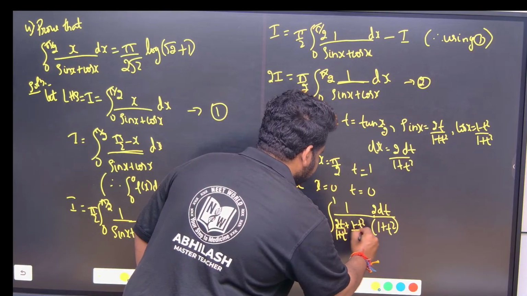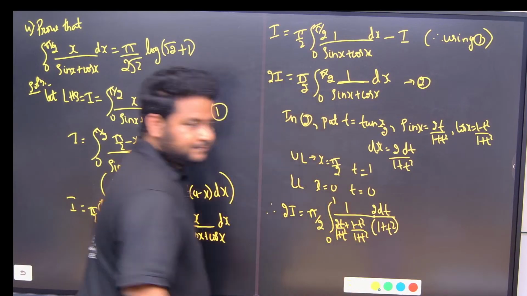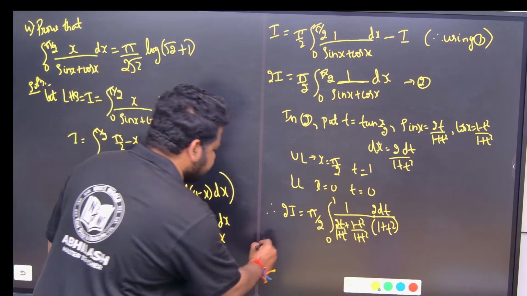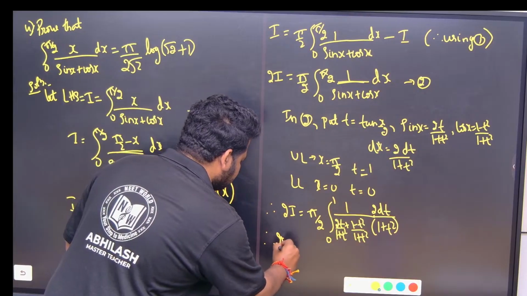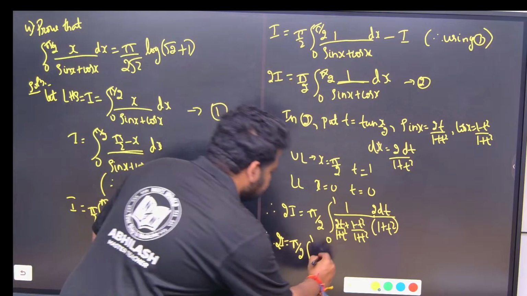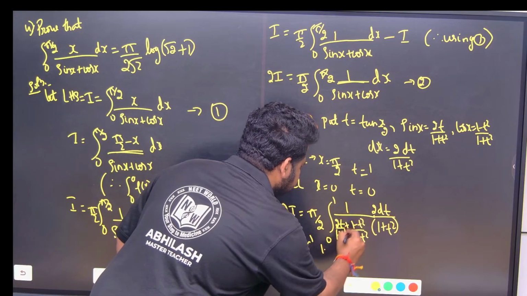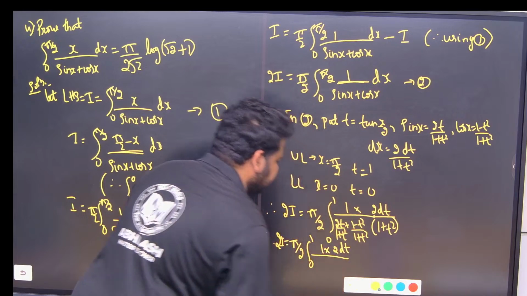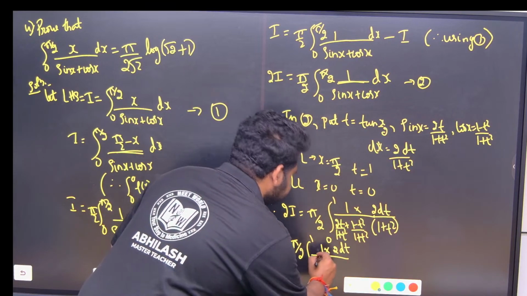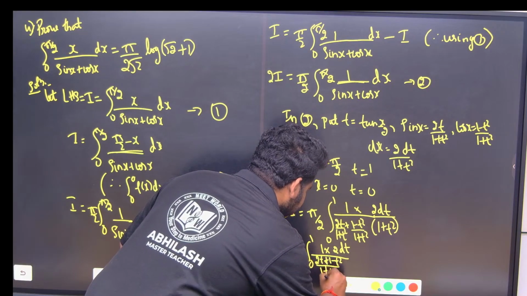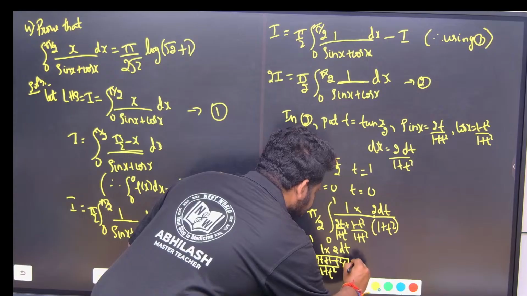1 minus t square by 1 plus t square. This is what I will be having. Now next step what we will take? Let us take the LCM. So see here, this would become what? Therefore 2i is equal to pi by 2 into 0 to 1, 1 into 2 dt by, what is this if I take LCM? 2t plus 1 minus t square by 1 plus t square into 1 plus t square I will be having.